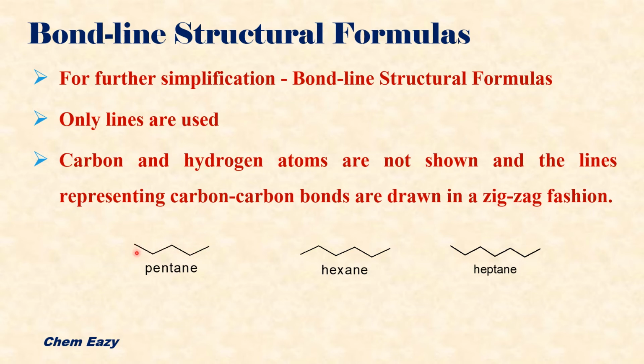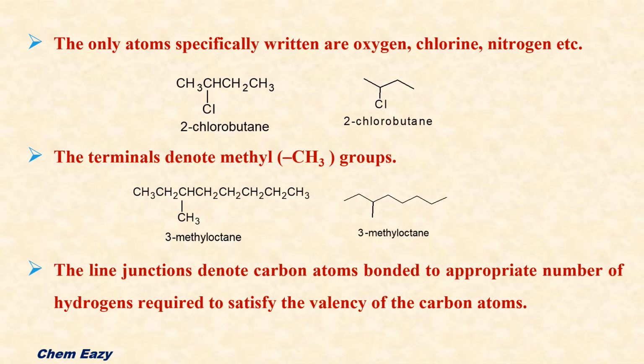So this indicates the bond line structural formula for pentane. And in the same way, this is hexane and this one is heptane. In this, the carbon and hydrogens are not shown. In bond line structural formula, only the carbon and hydrogen atoms are not shown. It means the atoms which are other than carbon and hydrogen are written specifically.